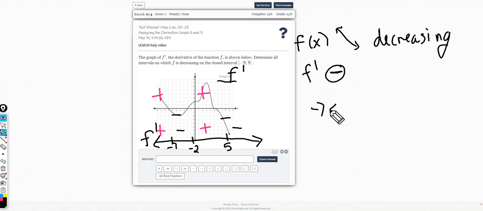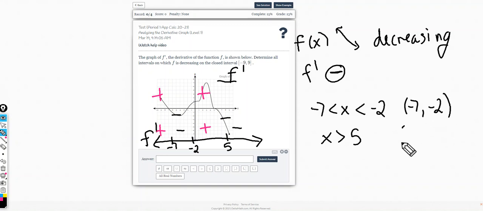Okay, now there are a couple different ways. Some of you are more comfortable writing inequalities. X is more than 5. Some of you prefer interval notation. If you're going to use interval notation, just put the U in between it. If you're going to use inequalities, you put or between. Okay.